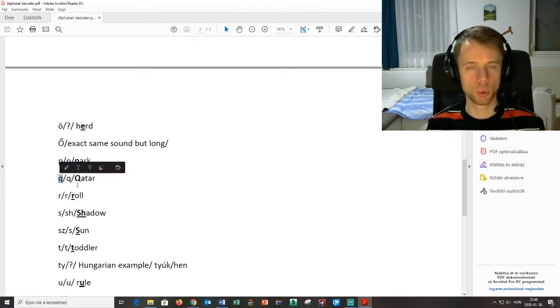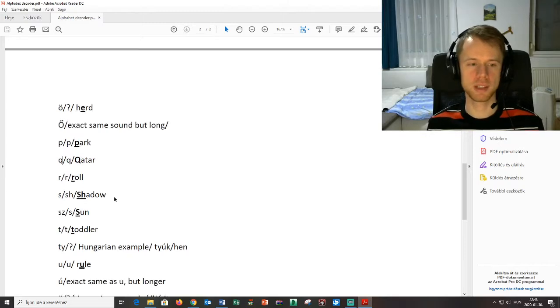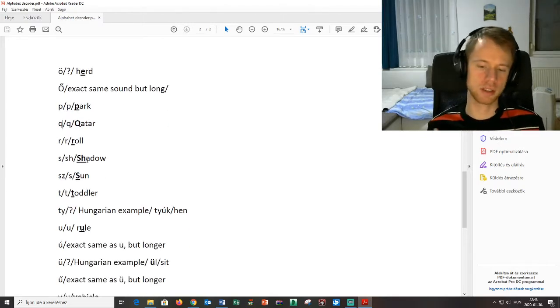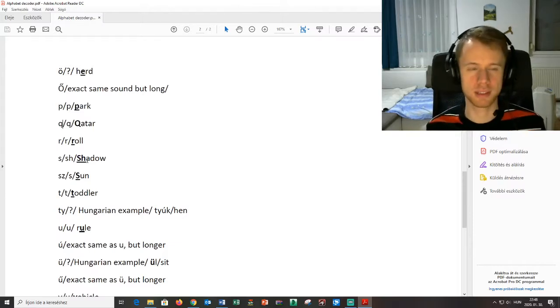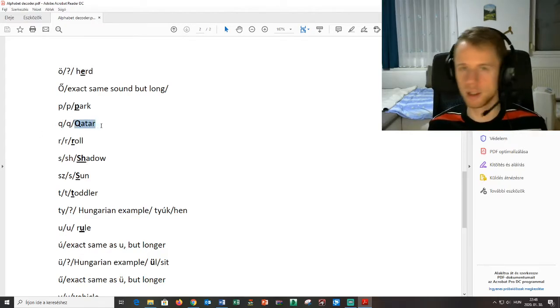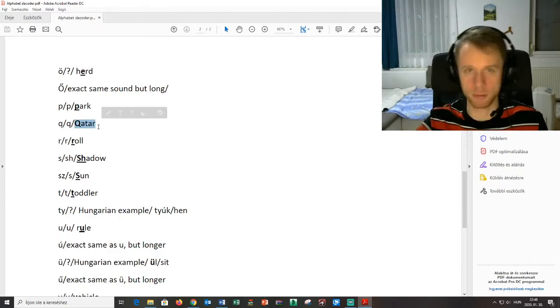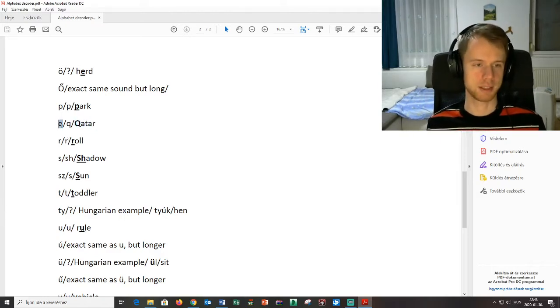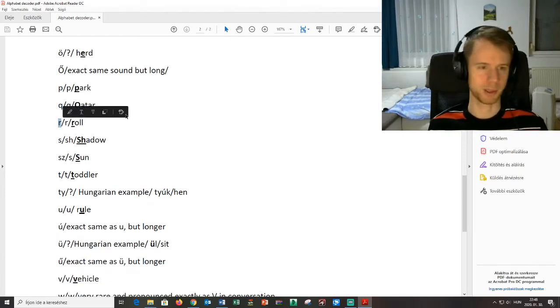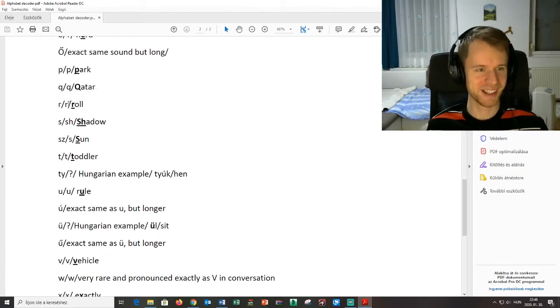Then Q, like in Qatar. This is a tricky letter because we don't really use this letter. It's only in the language so we are able to write down foreign words. We don't really use it for our own words at all. This is only so that you see Qatar, it's a foreign word, so we are able to write it down because we have this letter. Otherwise, if you forget this letter, it's fine because you are almost never going to need it.